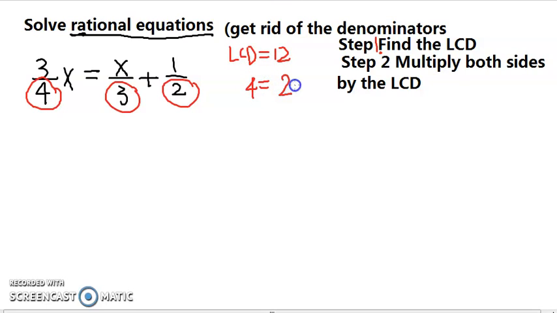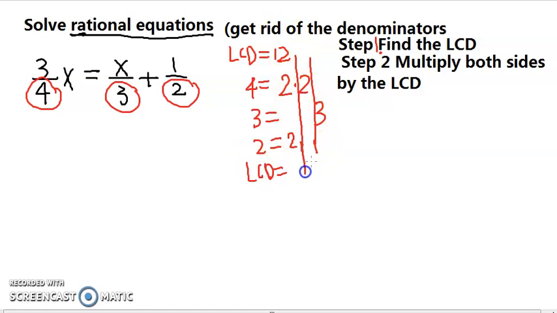But if you don't know how to do it, this is how we do it. Break down 4 as 2 times 2. Break down 3. 3 cannot be factored, so we copy it. And 2 cannot be factored, but we line up 2 with one of those 2's we already have. So the LCD will be bringing one number from each column. So 2 times 2 times 3, and that gives us a 12.